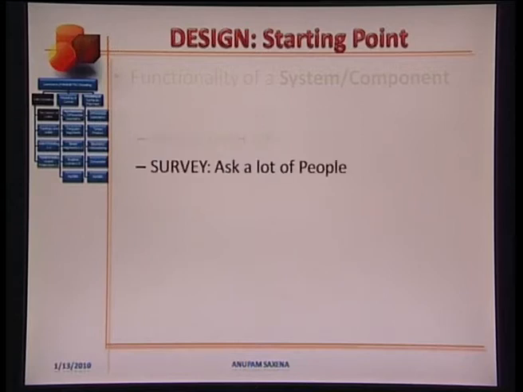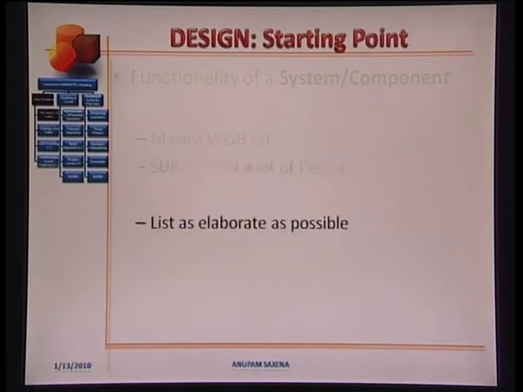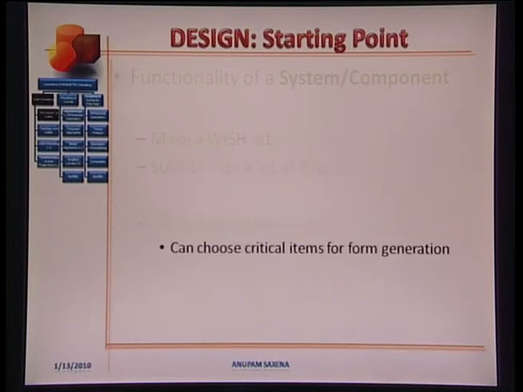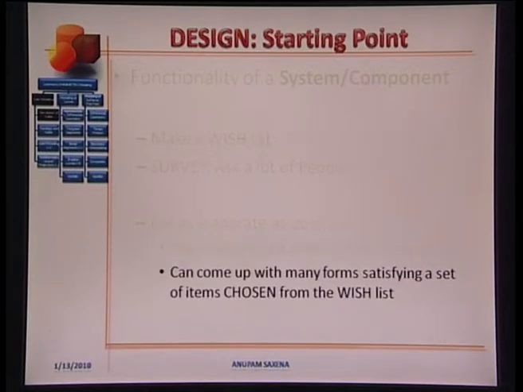One can also survey, talk, or ask a lot of people. The list can be as elaborate as possible, and then one can choose critical items for form generation. One can then come up with many forms satisfying a set of items chosen from the wish list. We know from the workshop that form design can be manual or automated. The manual approach goes with the conventional paper pen technique.